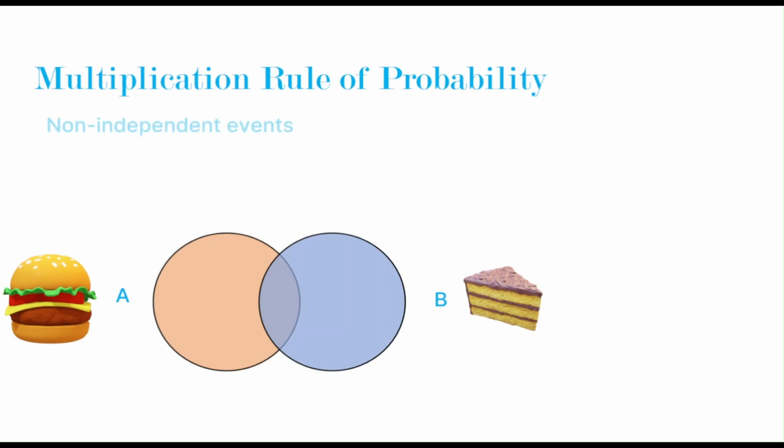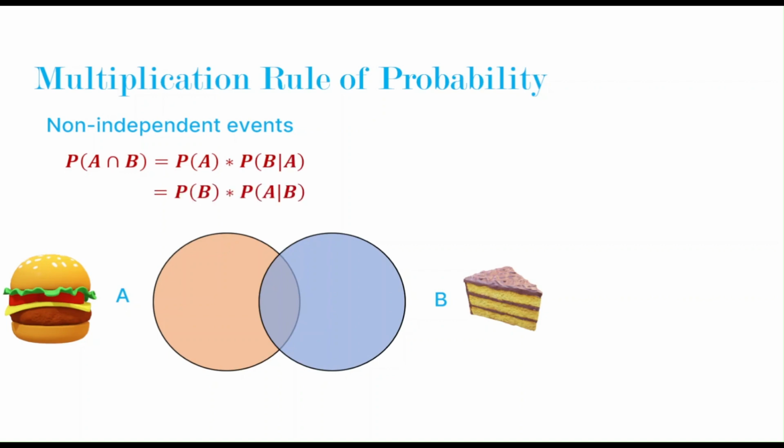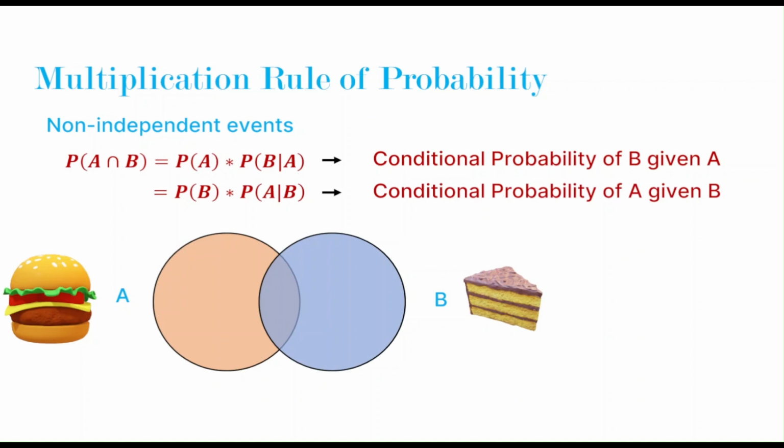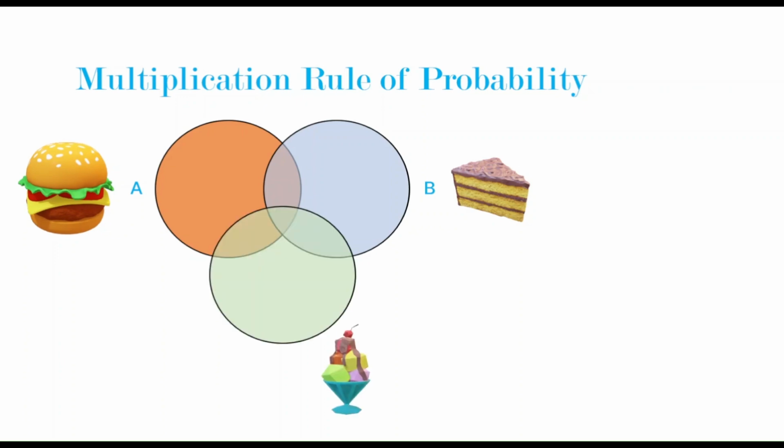In case of non-independent events, we'll write it as probability of A multiplied by probability of B given A, or this will be equal to probability of B multiplied by probability of A given B. This is known as the conditional probability of B given A, or the conditional probability of A given B. It tells about the probability of occurrence of an event given another event has already occurred. In our example, probability of A given B is the probability of ordering a burger given the pastry has already been ordered. Now let's talk about three events.